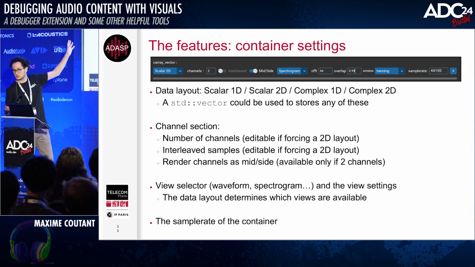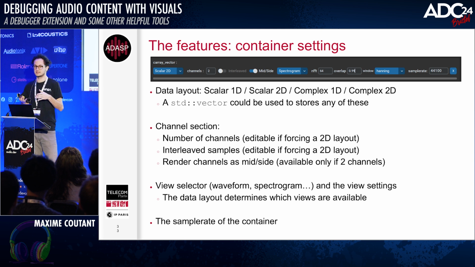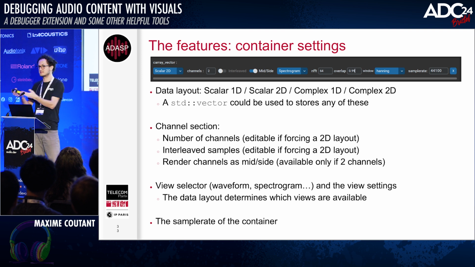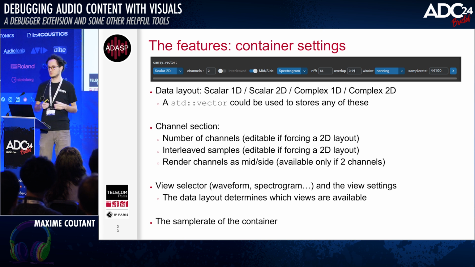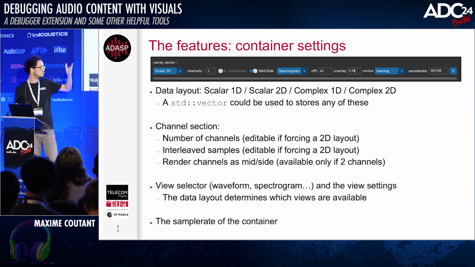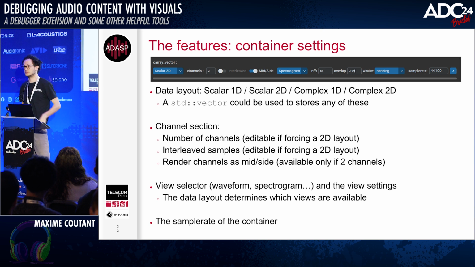It always looks like this. On the left, you have the name of the container and the data layout. What I mean by data layout is, you could use a std vector of floats to store stereo complex data, because this could be aliased. I don't know what you want to do with that. For some types of containers, you might do complex things, so the data layout is there to allow you to indicate to Dave: render this in this way. For example, if you use a JUCE or a Shock and Tell buffer, you will not be able to edit the data layout because it's dictated by the container itself.